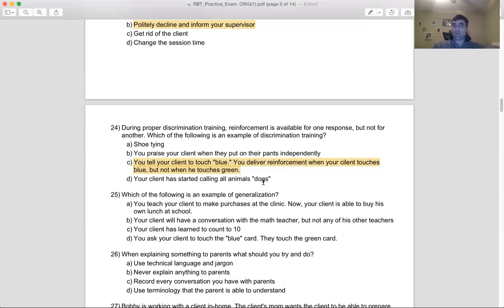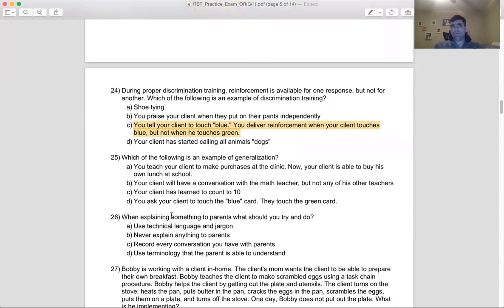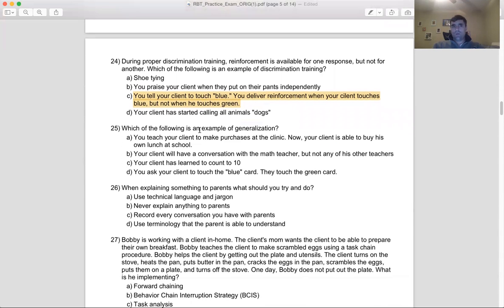Your client has started calling all animals dogs. That is the opposite of discrimination, right? He is not discriminating. Everything he sees, every animal, is a dog. Rabbits, chickens, cats, cows are all dogs. That's the opposite of discrimination training. So C. 25. Which of the following is an example of generalization?